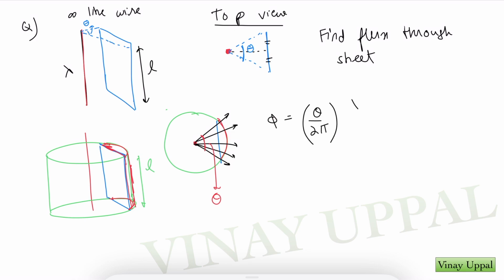So what is Q? Lambda times L, where L is the length of the cylinder. So that is the charge enclosed within the cylinder. I hope you've understood how we created a symmetrical situation where we compared the flux through the blue surface with the flux through a portion of the cylinder.